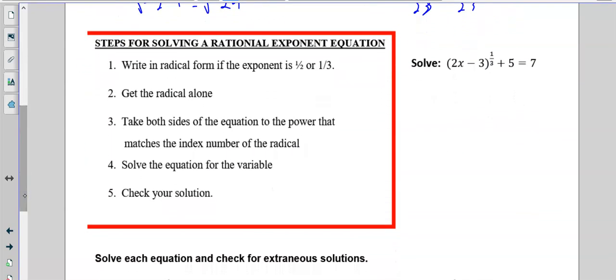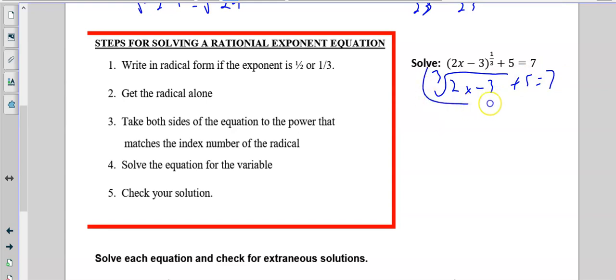All right. Steps for solving a rational exponent equation. Change it to radical form first, and then it's going to be just like what we just did. This is the cube root. So all you do is change this to a cube root like so, and then do the rest like you had it. And now we're going to do exactly what we just did.